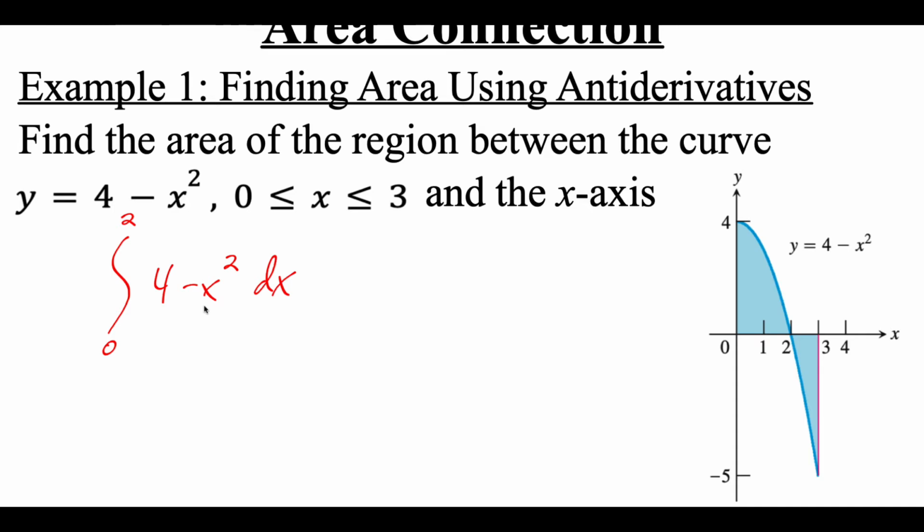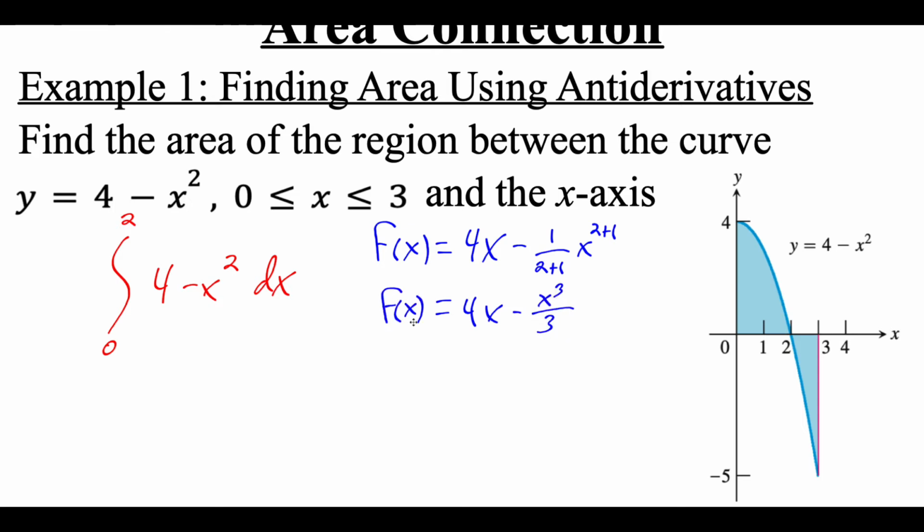Now, the first thing we need to do is find the antiderivative of this function, so my capital F of x function. In here, with this 4, its antiderivative is going to be 4x. And then with this minus x squared, I'm going to throw minus. Now, this x has a power on it, so we do 1 over the power plus 1. And then we take our x and do the power plus 1. So we end up getting 4x minus x cubed over 3 as our antiderivative function.